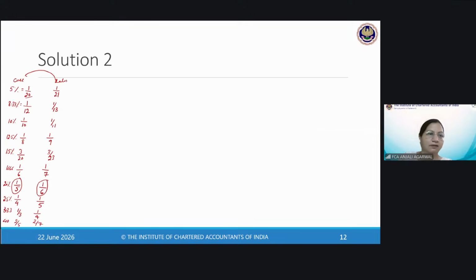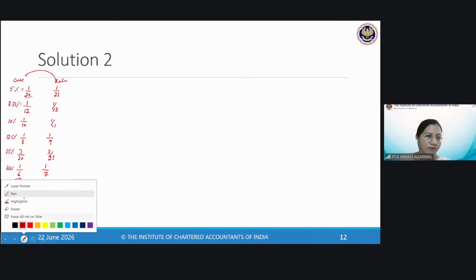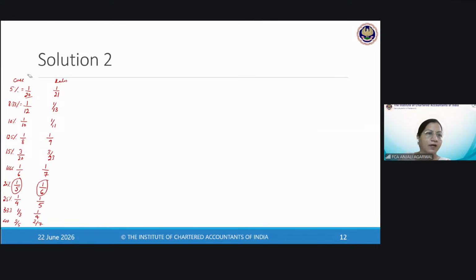All right. So I hope this is clear. First, let us prepare the cost of goods sold, or cost of production or goods sold, which is given to us here as 56,000, right?